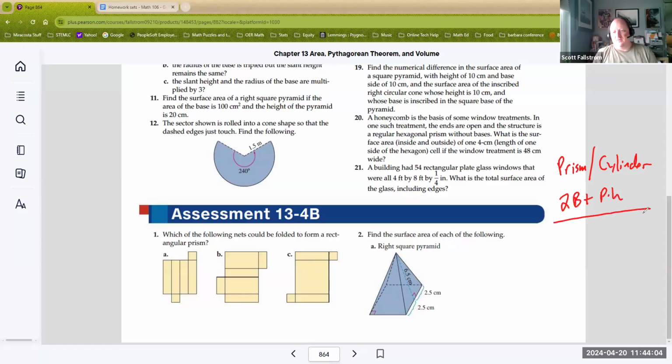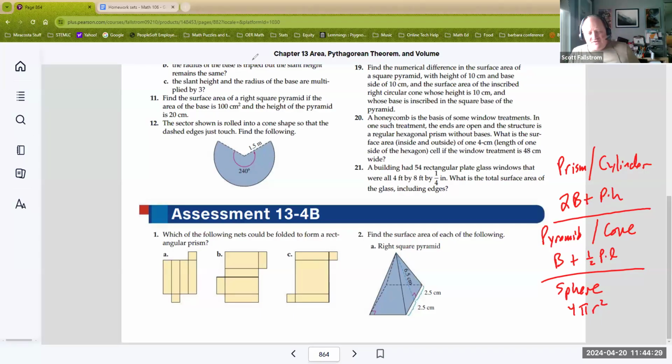Okay, there we go. Then we've got pyramid, and the pyramid goes with the cone, and that's 1 base plus half the perimeter times the slant height. And then we have the sphere, and the sphere was 4 pi r squared. Now, I recommend having those out and ready to go. So let's jump in here and see how we do on the homework.